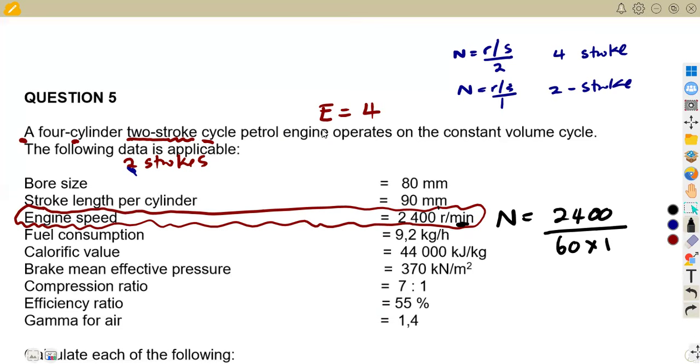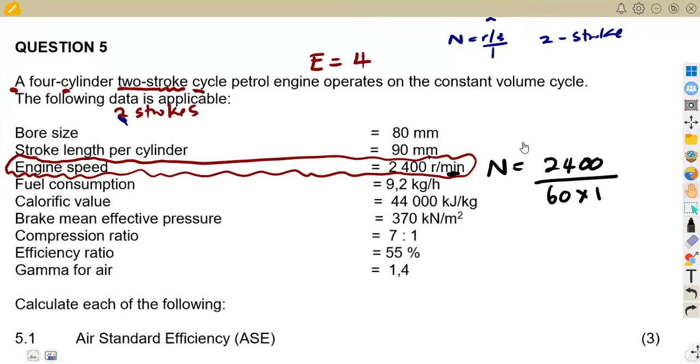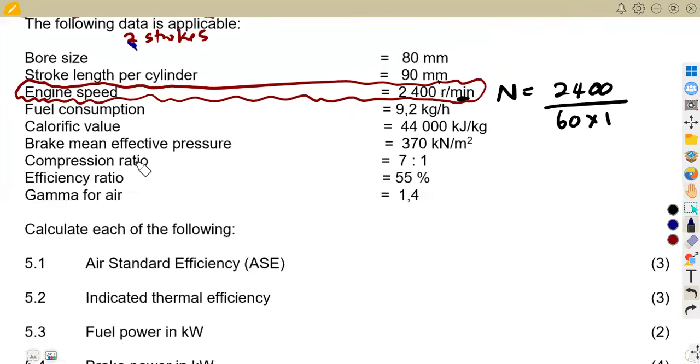Then we are given that it's a petrol engine, okay, no problem. The other information that we have is the bore size. What is the bore size? We're talking about the diameter in this case. That is our bore size, guys, but this is supposed to be in meters. Divide by 1,000, that's 0.08 in meters. Then you're also given the stroke length per cylinder, 90 millimeters, that will be 0.09 meters.